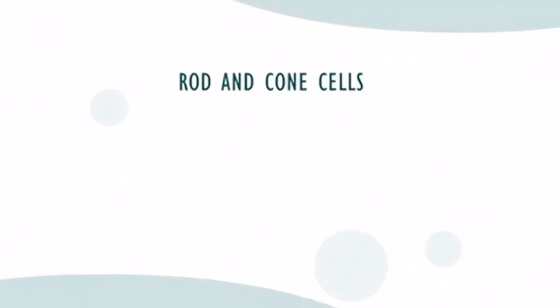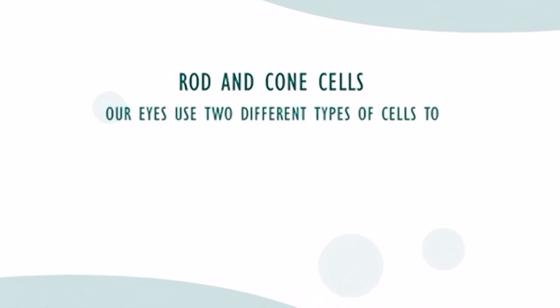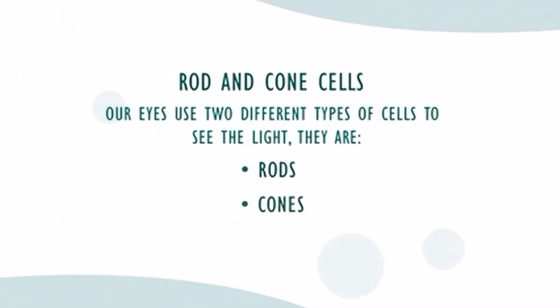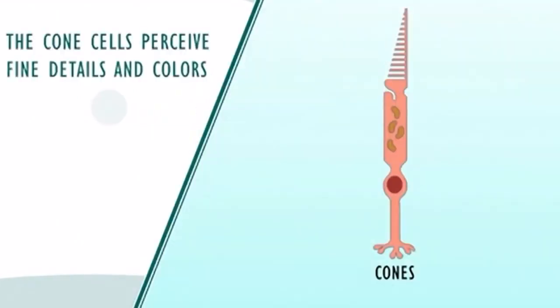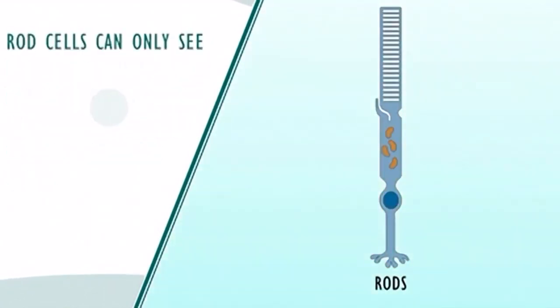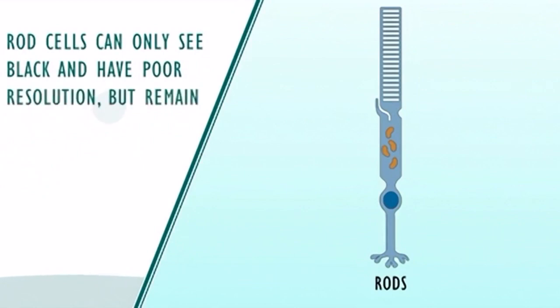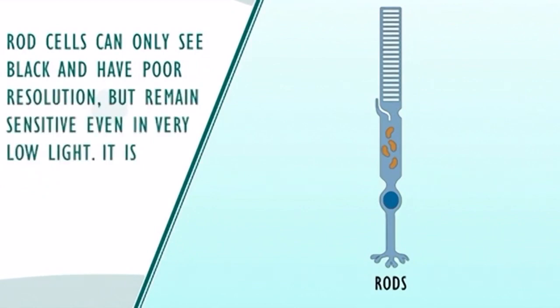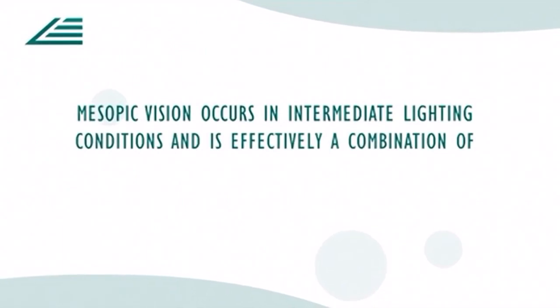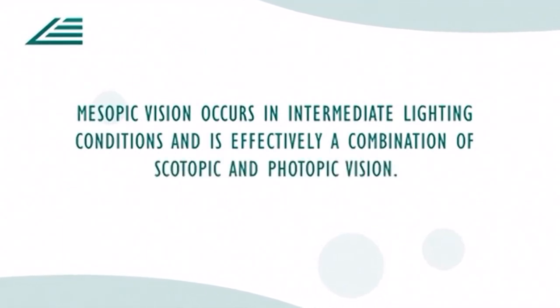Rod and cone cells. Our eyes use two different types of cells to see the light. They are rods and cones. The cone cells perceive fine details and colors, but need bright light in order to do so. It is called photopic vision. Rod cells can only see black and white and have poor resolution, but remain sensitive even in very low light. It is called scotopic vision. Mesopic vision occurs in intermediate lighting conditions and is effectively a combination of scotopic and photopic vision.